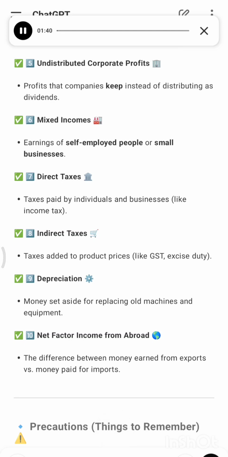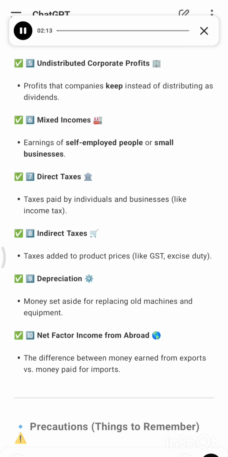5. Undistributed corporate profits. Profits that companies keep instead of distributing as dividends. 6. Mixed incomes. Earnings of self-employed people or small businesses. 7. Direct taxes. Taxes paid by individuals and businesses, like income tax. 8. Indirect taxes. Taxes added to product prices, like GST, excise duty. 9. Depreciation. Money set aside for replacing old machines and equipment. Net factor income from abroad. The difference between money earned from exports versus money paid for imports.